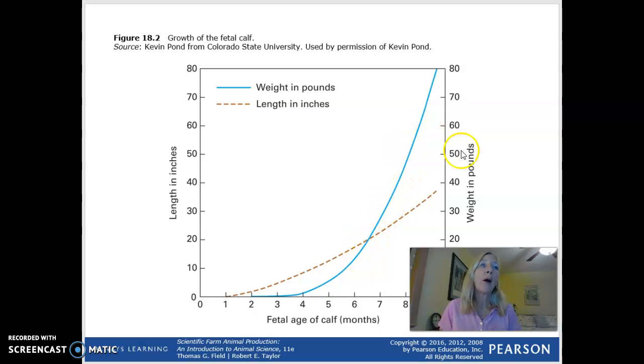We want to make sure that cow or that ewe or doe or whatever animal it is getting adequate nutrition during that last trimester. No, we don't want them too fat, but we want them to have a good amount of nutrition because that is when the baby grows the fastest.